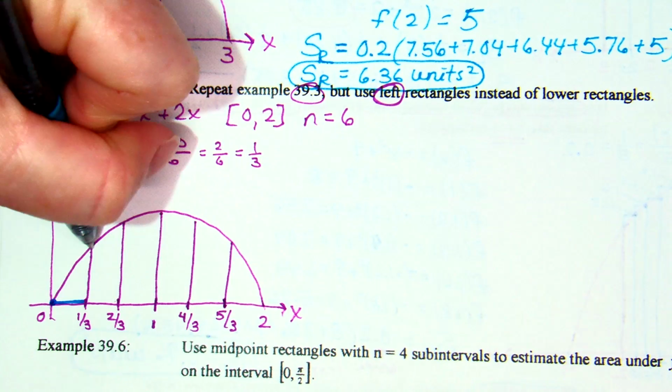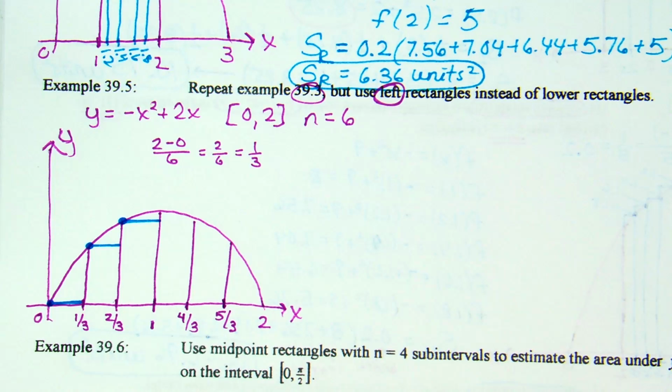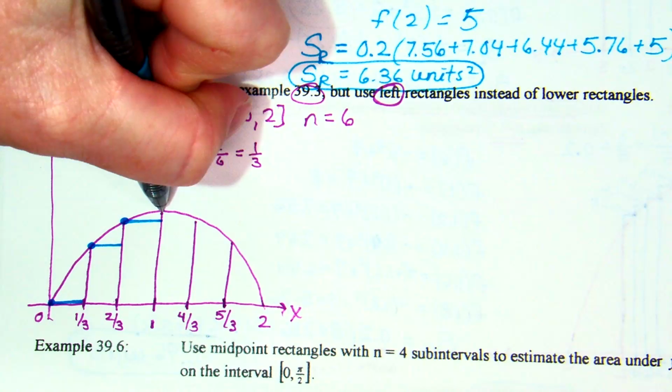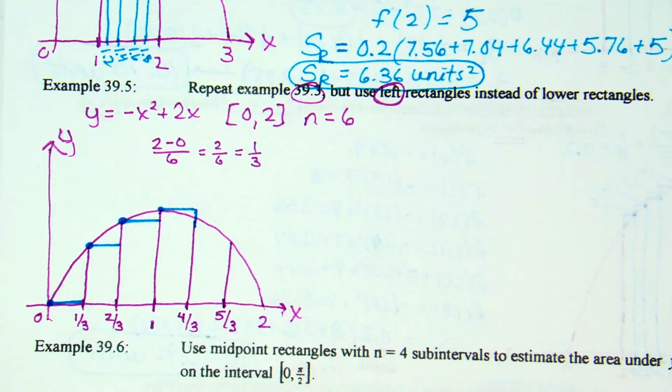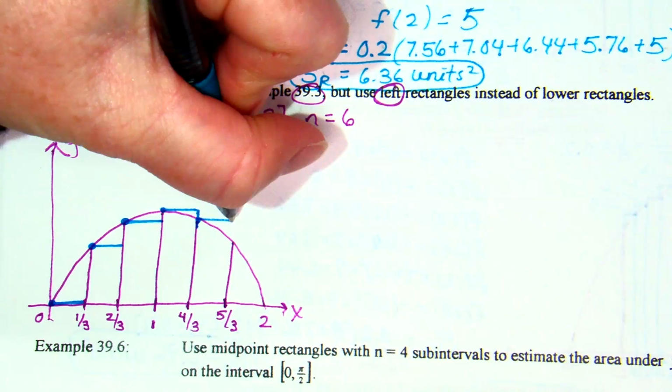We start at 1/3. We start at 2/3. We have to start at 1. What's going to happen when we start at 1? It's going to go out and up. It's going to be an outside rectangle, an upper rectangle. What happens when we start at 4/3? It's upper. And what happens when we start at 5/3?